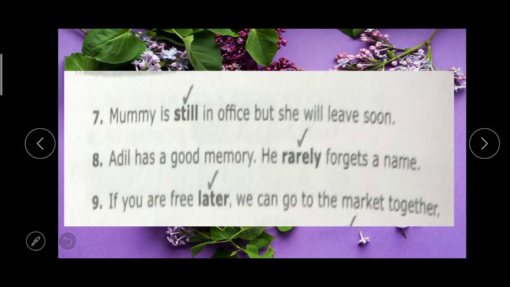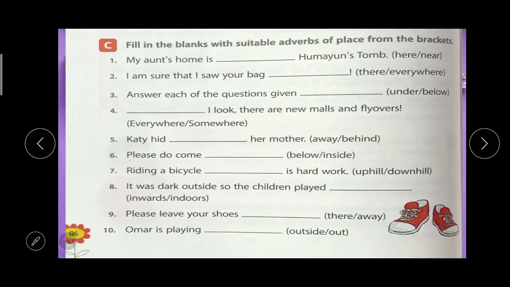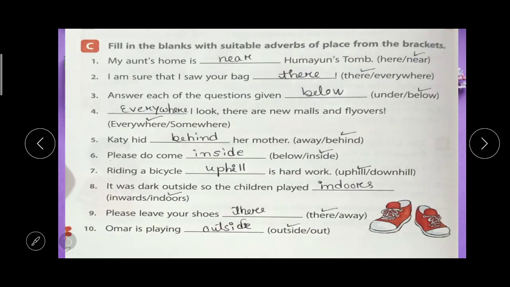Number 8, Adil has a good memory. He rarely forgets a name. Number 9, if you are free later, we can go to the market together. Then here the next exercise is number C, where we have to fill in the blank with suitable adverbs from the brackets. So let me show you the answers.